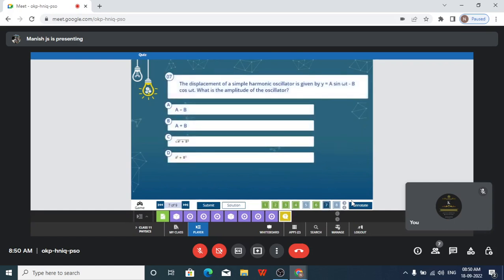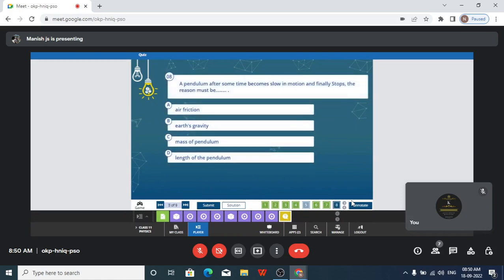Okay, next, the displacement of the oscillator is given by y is equal to a sin omega t minus b cos omega t. They are asking what is the amplitude of this oscillator. What would be the amplitude? Option C, sir. Root of a square plus b square. So it can be expressed as this. Very good.